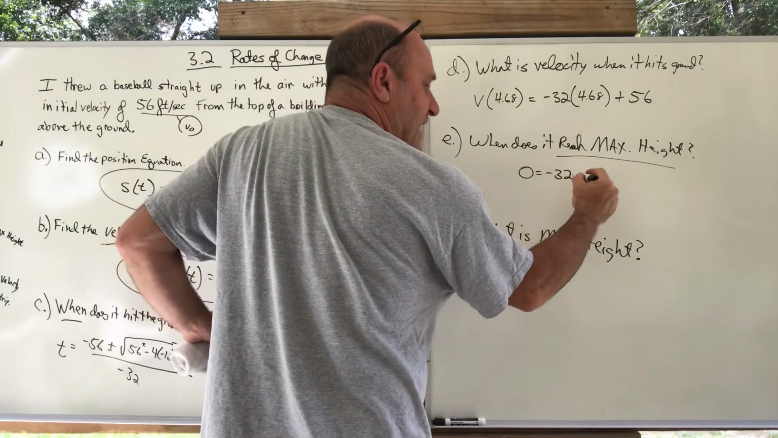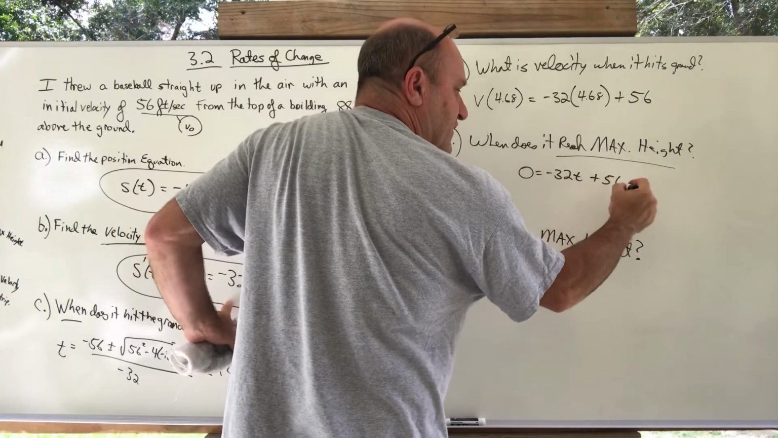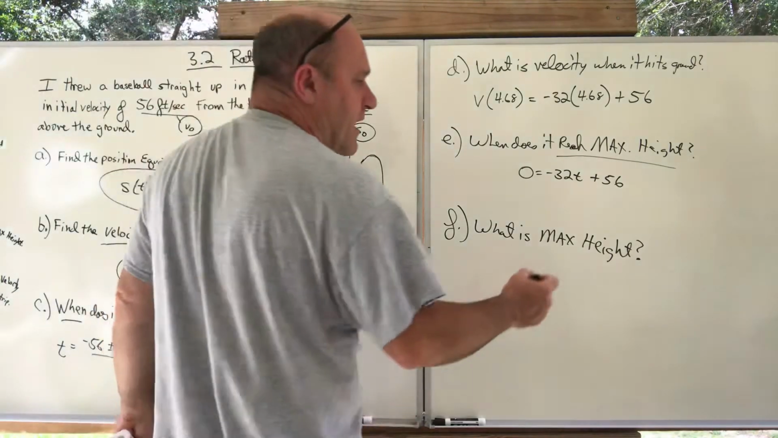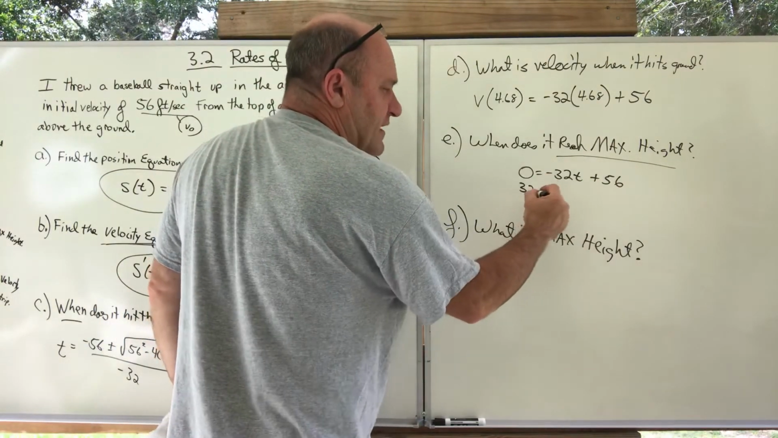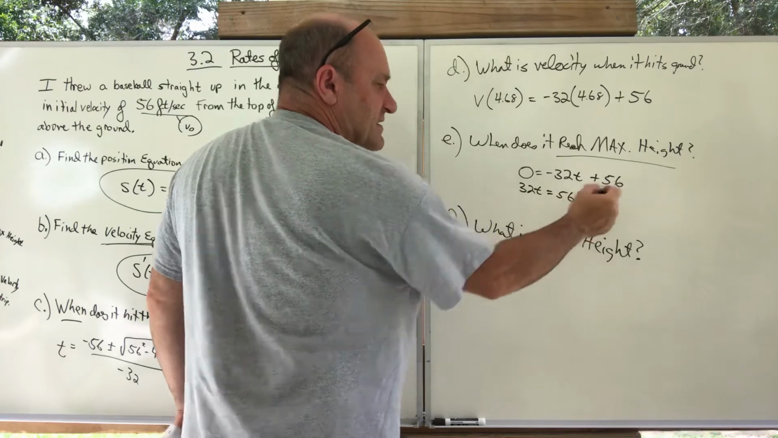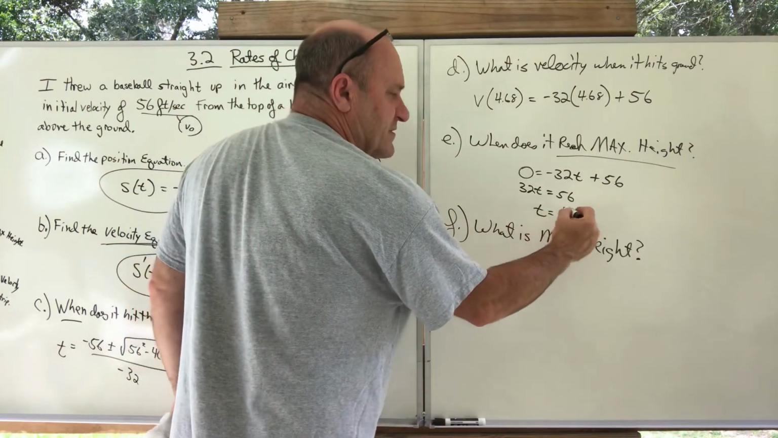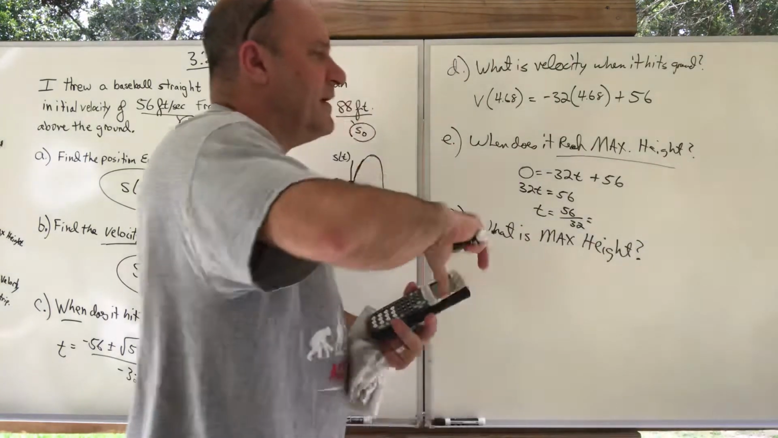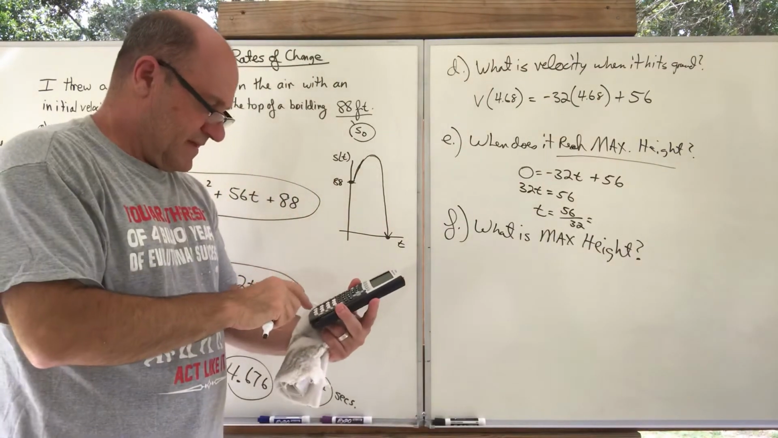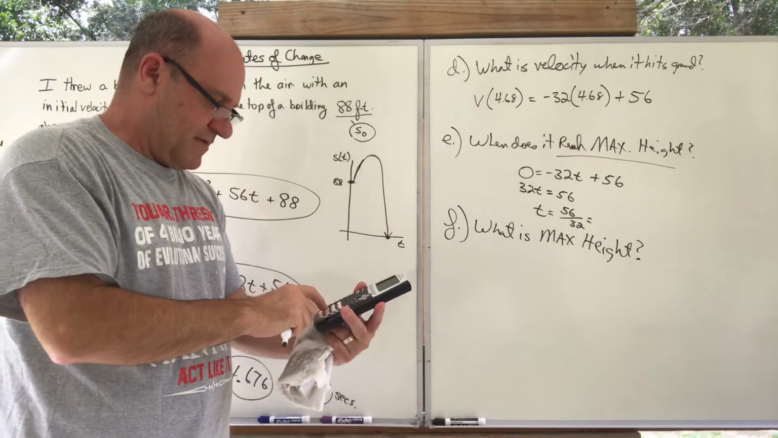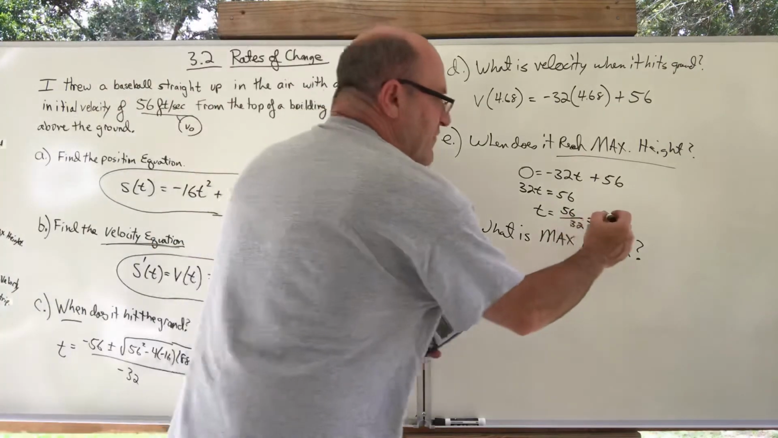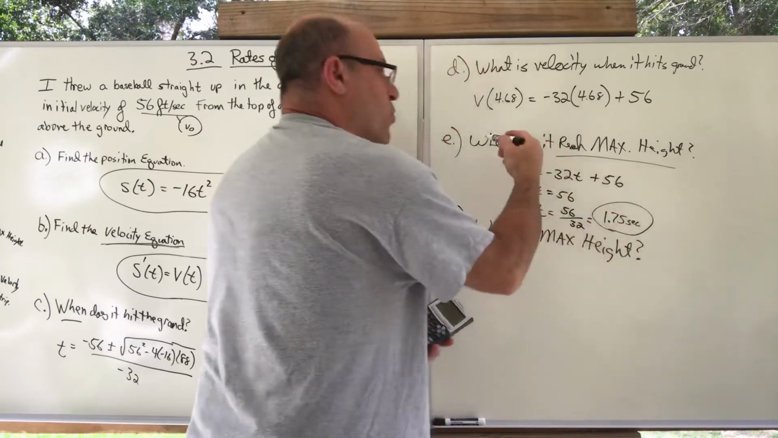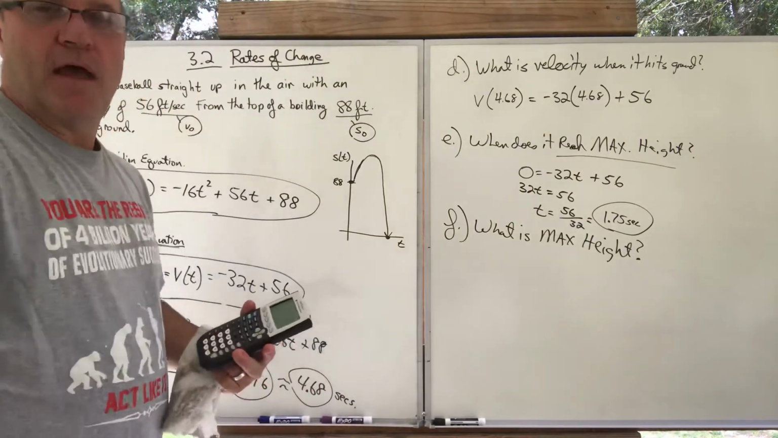So let's figure out when that is. When negative 32t plus 56, that's my velocity equation, when does it equal 0? I think I'll move the 32t over, set it equal to the 56, divide by 32, so the answer is 56 over 32. I'm going to pick up my calculator and try that. 56 divided by 32, that's 1.75 seconds. That's when it reaches maximum height.